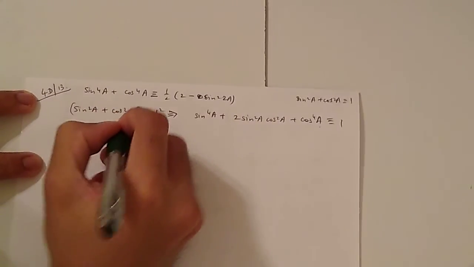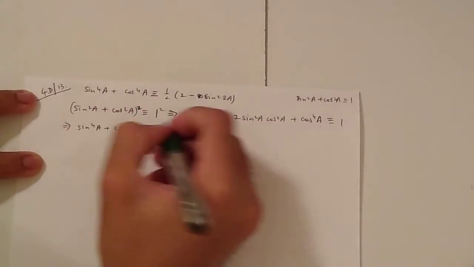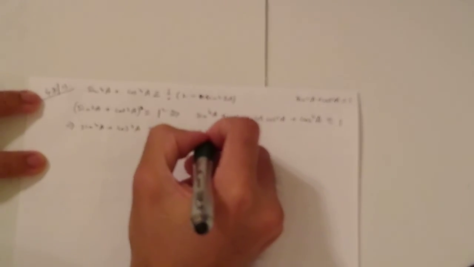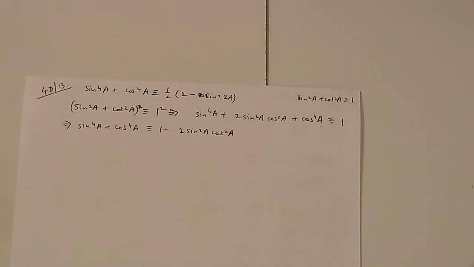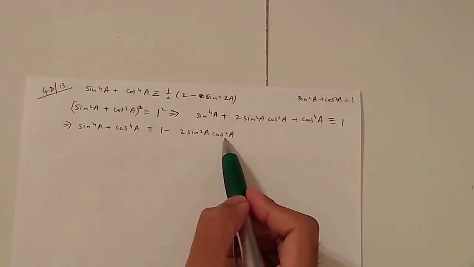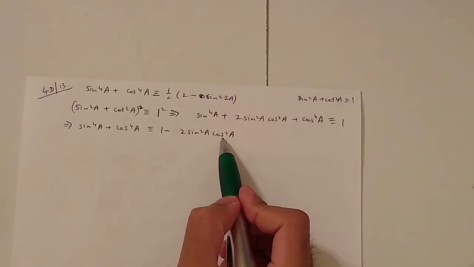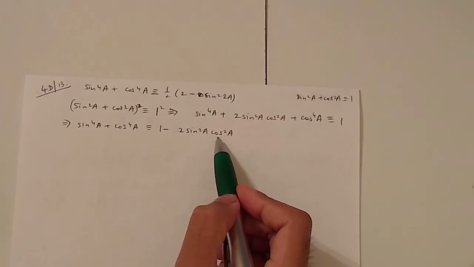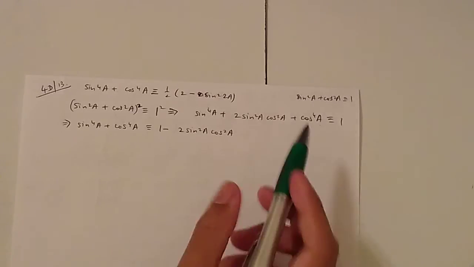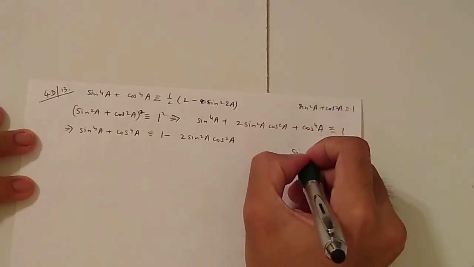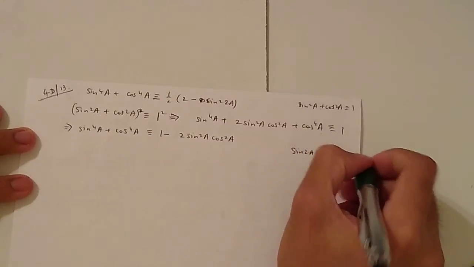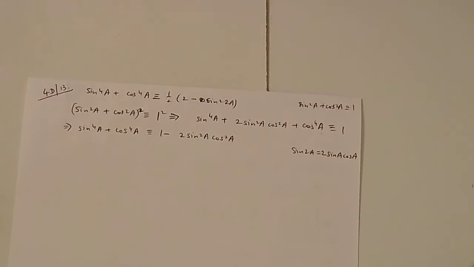So sine raised to 4a plus cos raised to 4a is equivalent to 1 minus 2 sine square a cos square a. Now notice you have sine square a cos square a, which is sine a cos a the whole square, and we can use our double angle formula relationship for sine. If you remember, sine 2a is equal to 2 sine a cos a.